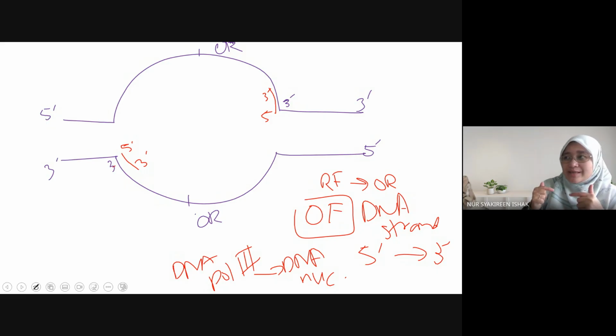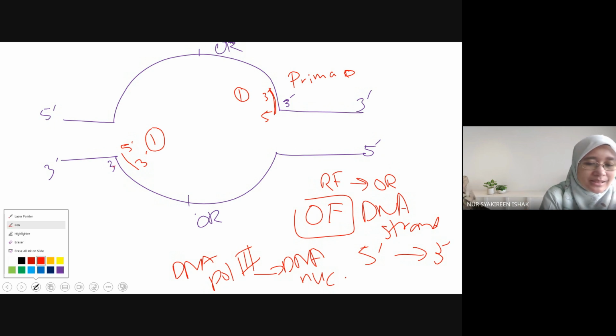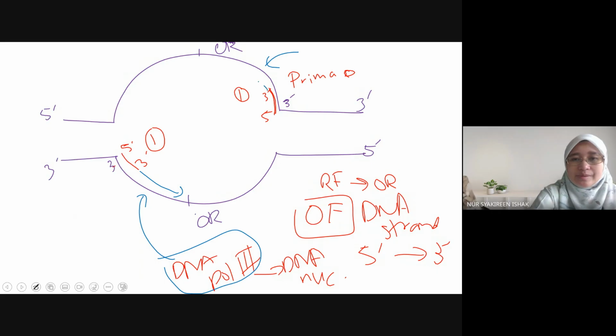So once we have identified where to locate the 5 prime end to synthesize the primer for the Okazaki fragment, so we are going to use the primase. Okay, so the primase will add RNA nucleotide to synthesize the primer of the first Okazaki fragments. Okay, so once a 3' end has been synthesized, then only DNA polymerase 3 can come and add the nucleotide to synthesize the rest of the Okazaki fragments towards origin of replication.